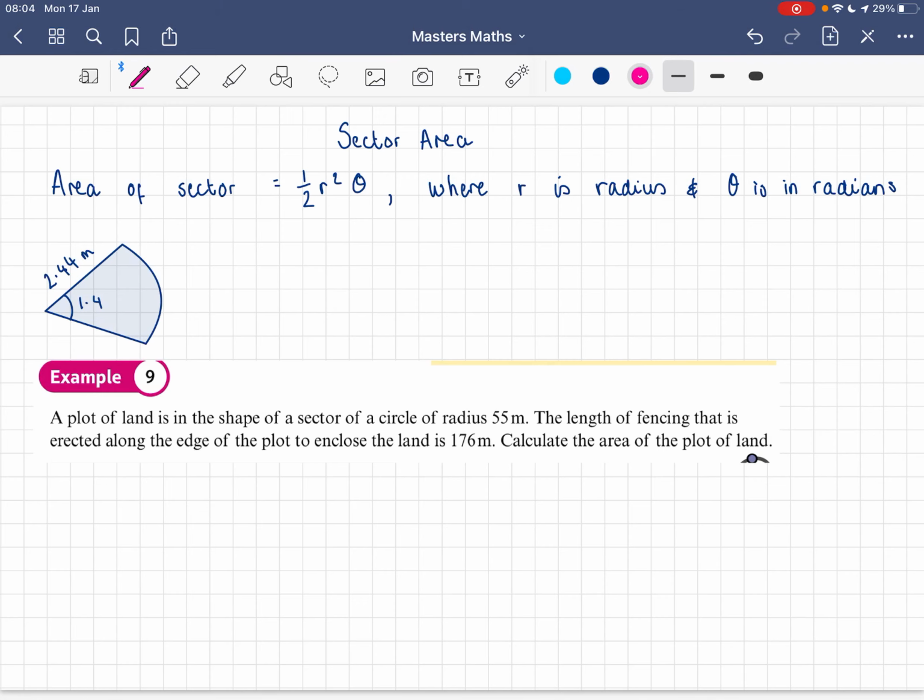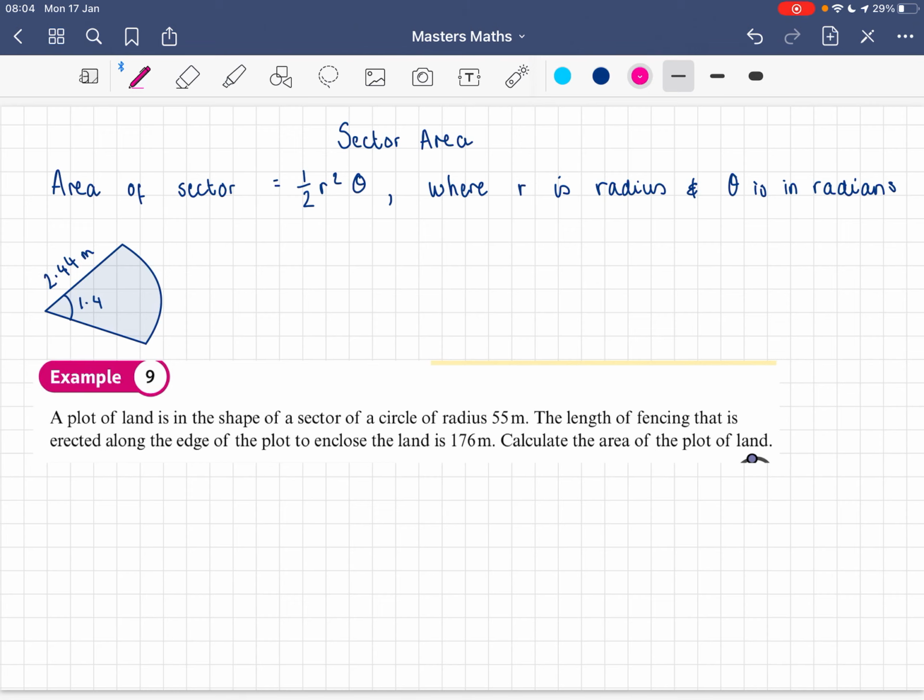Right, so the last thing is area of a sector, which we find by using the formula half r squared theta, where r is the radius of the circle again, and theta is in radians. Because the angle is in radians, this formula is so much easier than when the angle was in degrees. A lot of cancelling happens with pi, leaving you with just a half r squared theta.